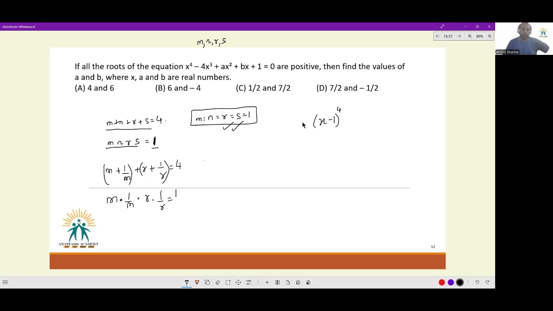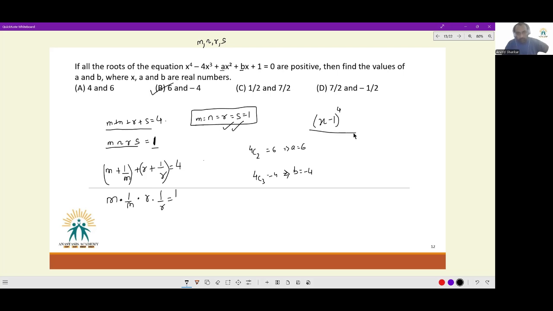Now, if you know what a and b are, a is the sum of roots taken 2 at a time, and b is the negative of the sum of roots taken 3 at a time. So 4C2 is equal to 6. A should be equal to this. This gives us a is equal to 6, and b is 4C3, which is 4, so b is equal to -4, which will lead us to the answer. Option B is the answer here.